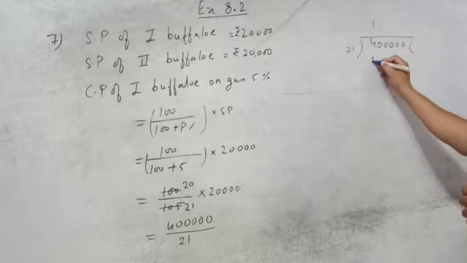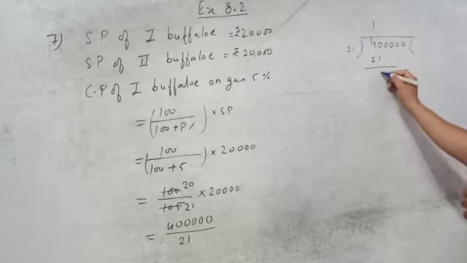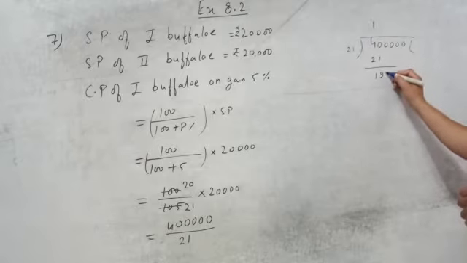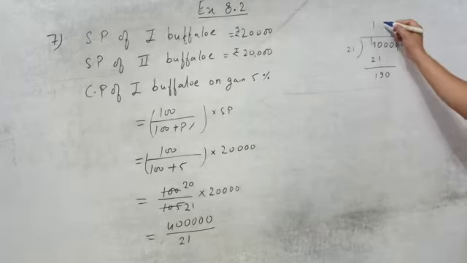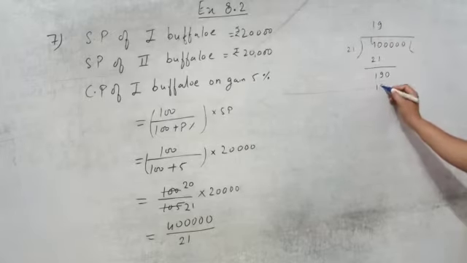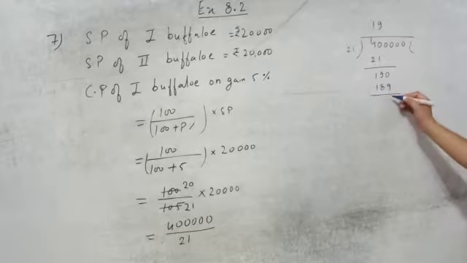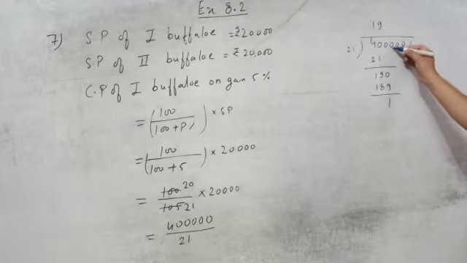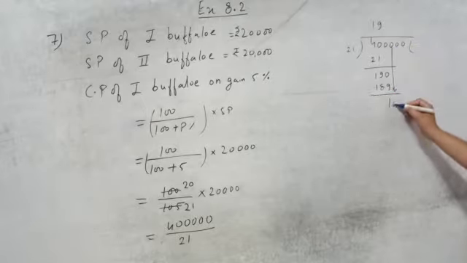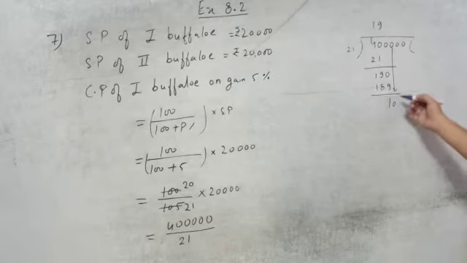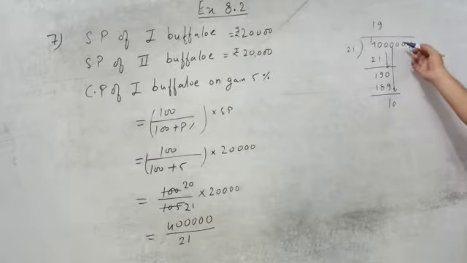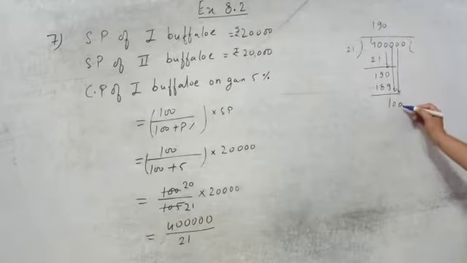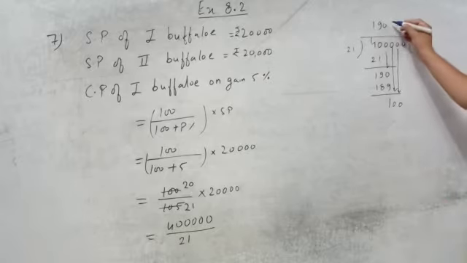1 time 21, 19, 1, 0 we have taken. Now how many times will it go? 9 times, 189. You will subtract this, you will take another 0 here. How many times will it go? 10, it cannot be divided. So we will take 0 times, then we will take another 0. Now 100 is there. So how many times? 4 times.